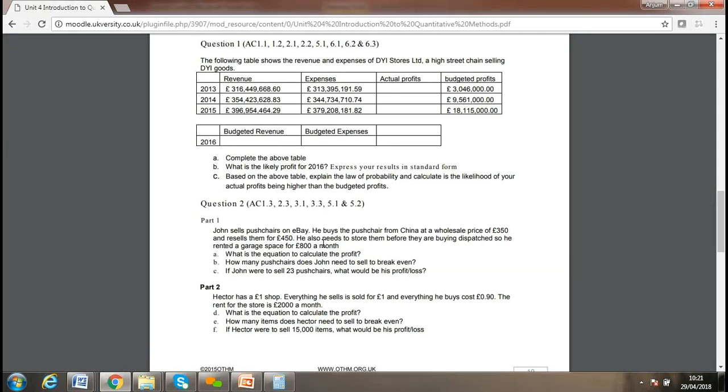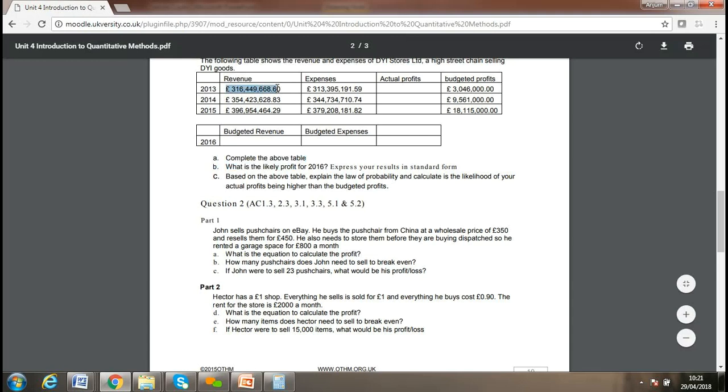If you want a little explanation of what break even means, we don't need to, because according to this task, the questions are: what is the equation, how many push chairs, and if John were to sell, what will be the profit or loss. So the first one we already calculated. Next, we can calculate budgeted revenue, or you want me to go through? Sir, for that we'll take the years 2015 and 14. First you need to find the trend.